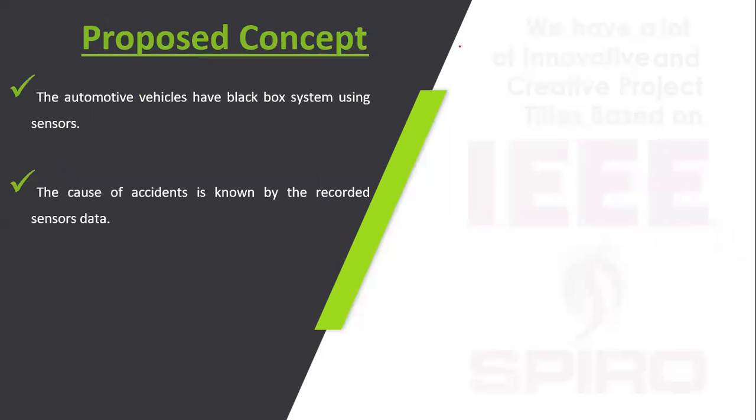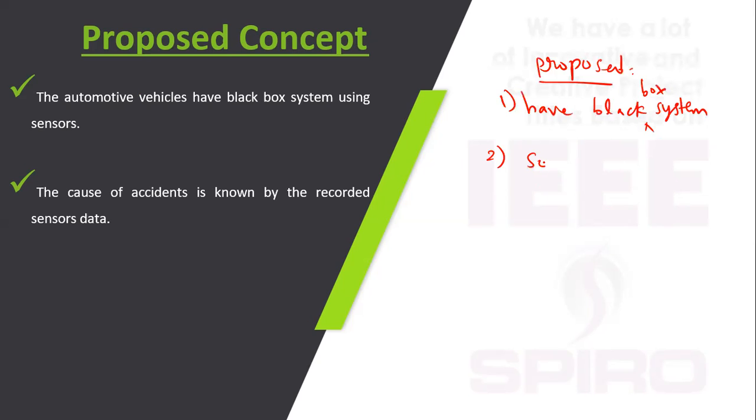In the proposed system, automobiles have a black box system. Black box is nothing but all the sensors in the vehicle are interconnected with the controller, and it reads the values and stores them in the memory. So from this we know the cause of the accident for police identification.